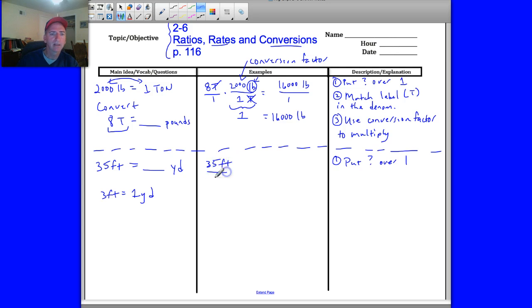And please write the label with it. That is the unit conversion. Write the label down. Please, it's easy. It makes sense in the bigger picture of things. Okay, trust me on this. I've done this longer than you've been alive, probably, unless you're a parent watching this. Here, feet. Step 2, match the label.